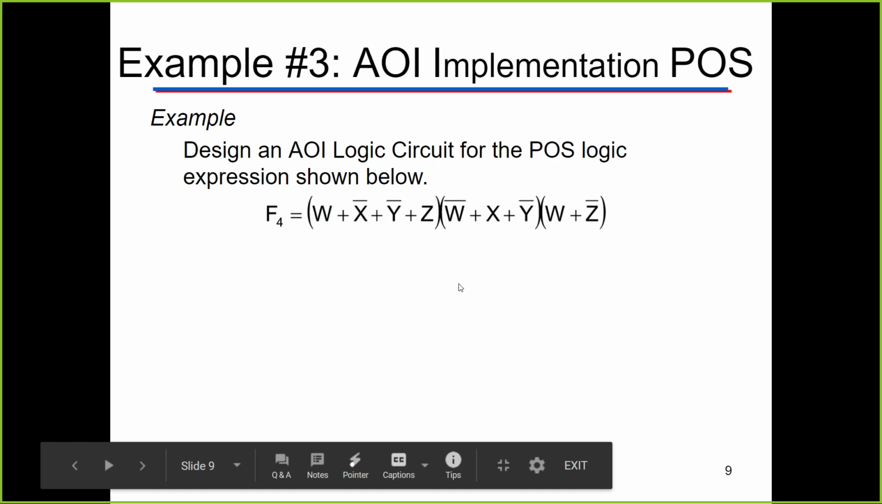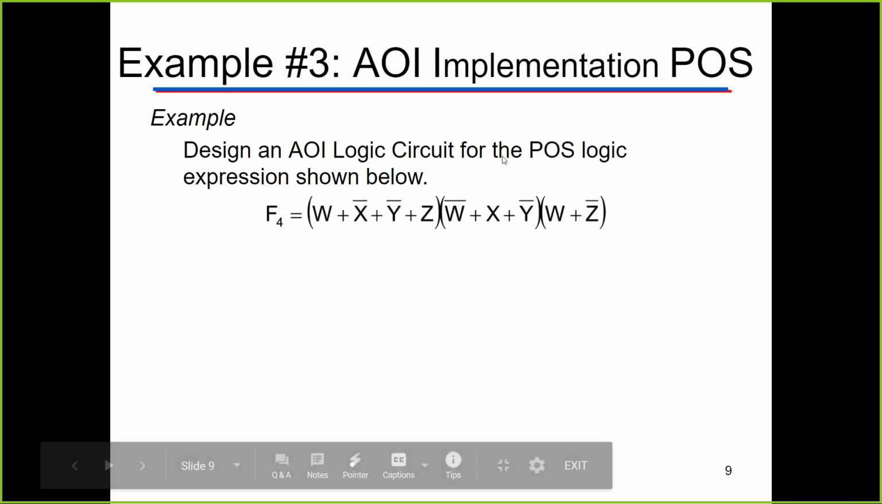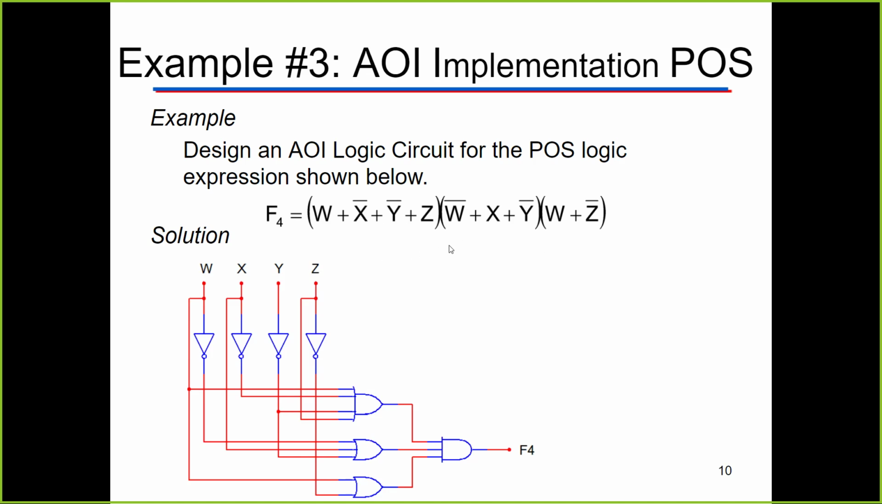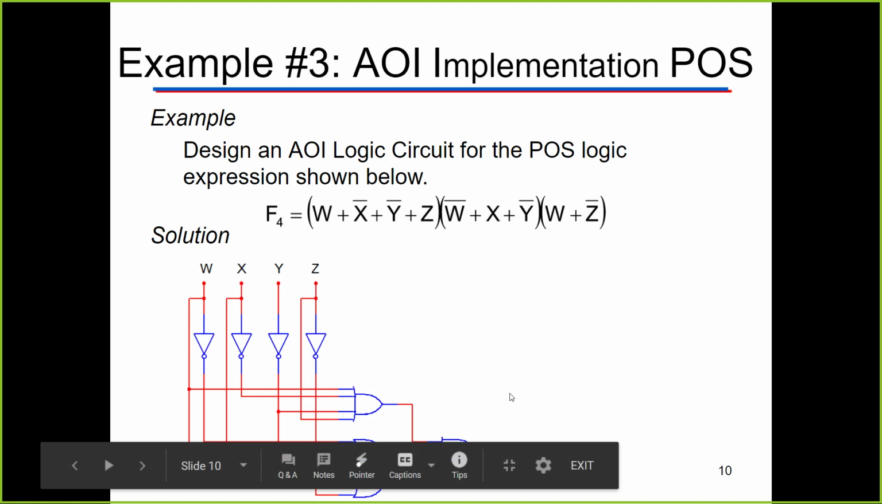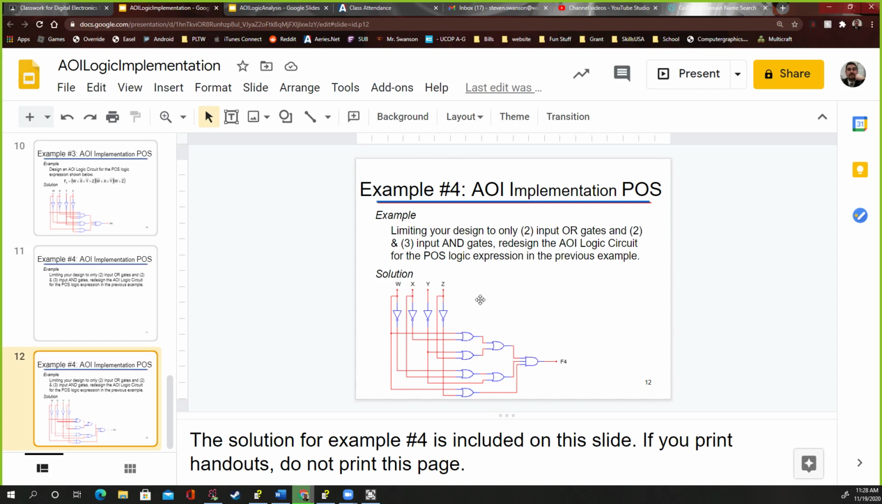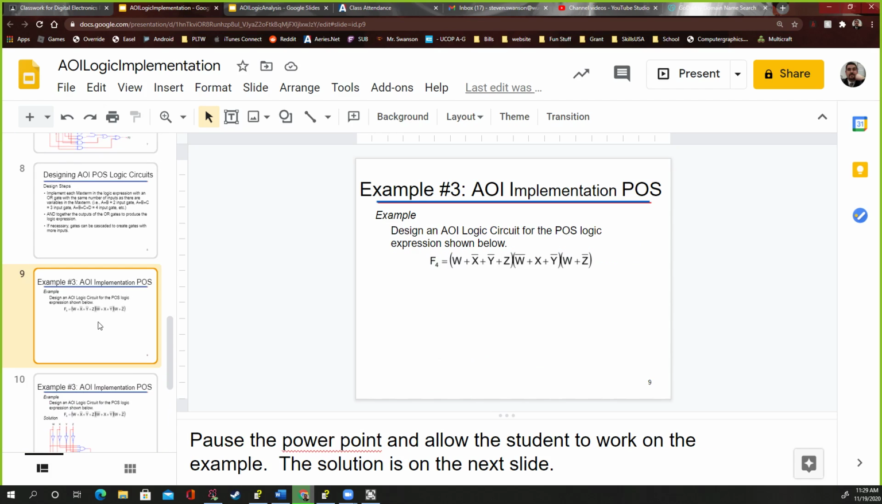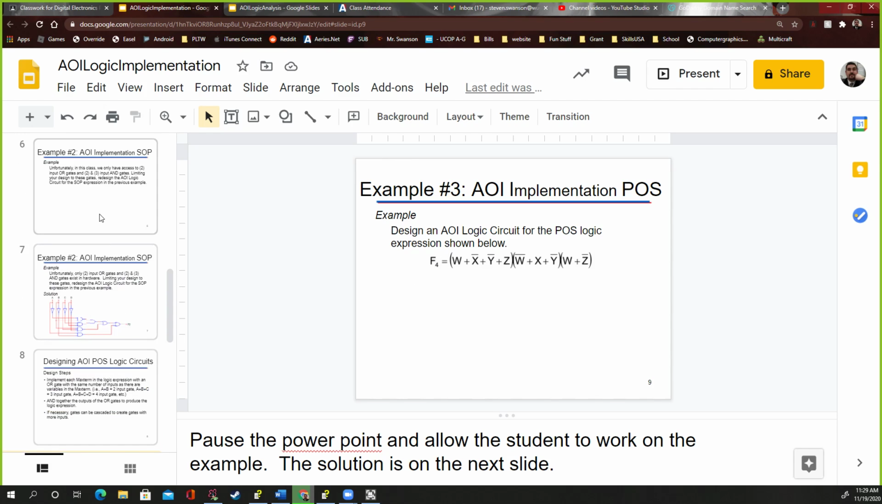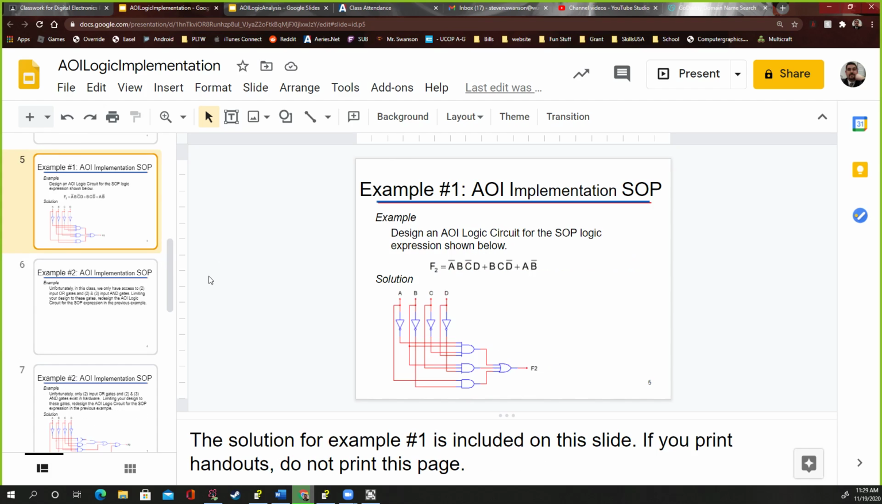So steps of designing. Here's a product of sums, a POS. This is what this looks like. The only difference is you'll have OR gates first and the AND at the end, and we'll go over both right now. So let's go ahead and do them for practice. We'll do this one right here. So we'll do this one, A, B, C, D, B, C, D. So we'll do that one together. So let's go ahead and get that started.